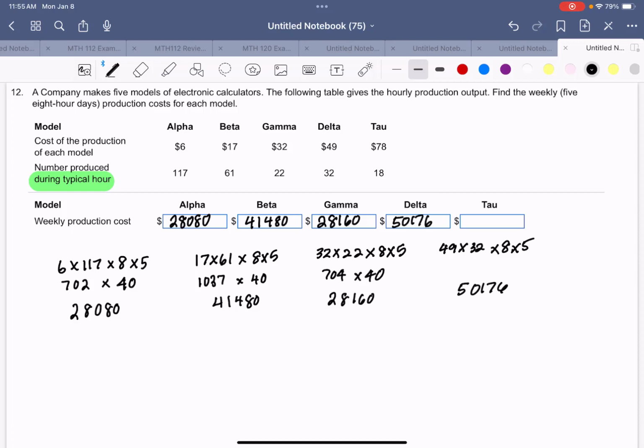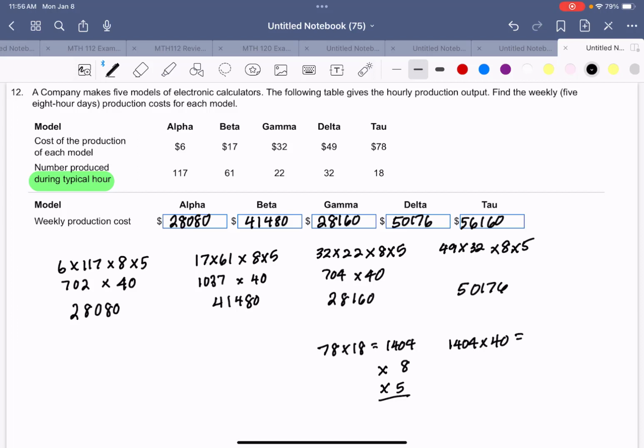And then for tau, it's 78 times 18. So that's going to give us our hourly cost. It's $1,404 per hour times 8 hours a day times 5 days a week. That's going to be $1,404 times 40.